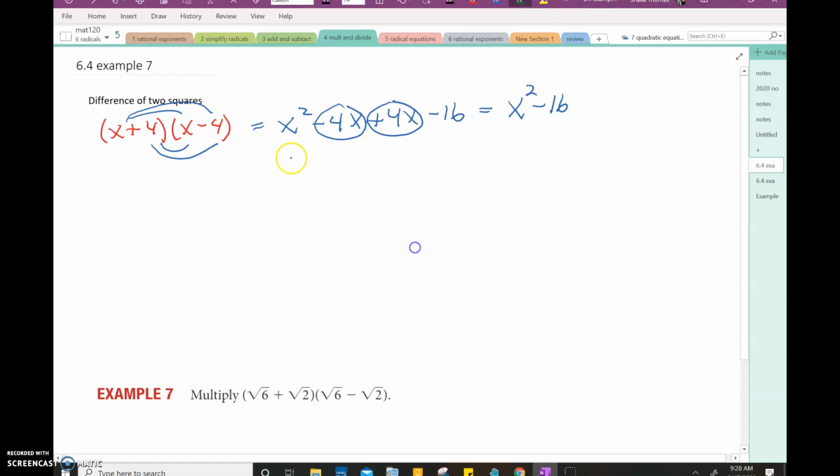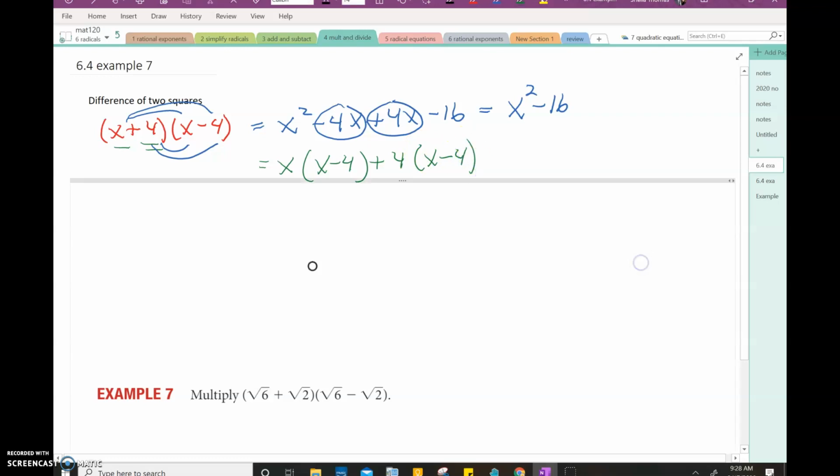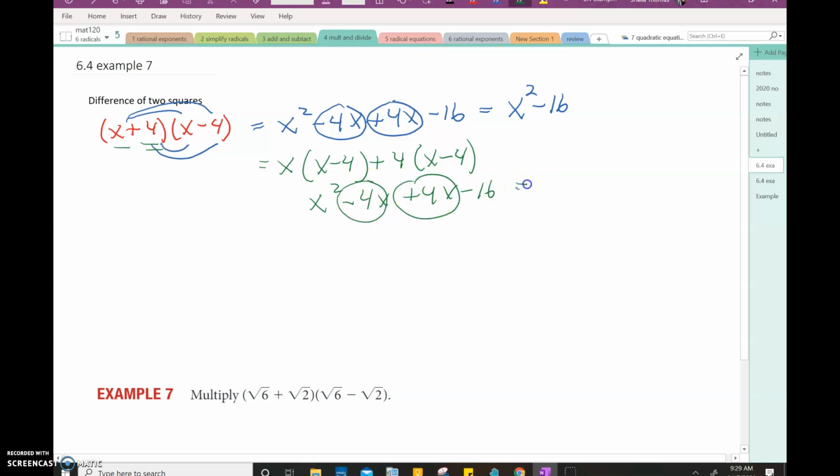Another method was if we took the first term and multiplied it by the second binomial, and then take the second term and multiply it by the second binomial. If you distribute this, you're going to end up with the same 4 factors. Combine like terms, and you end up with the same answer.